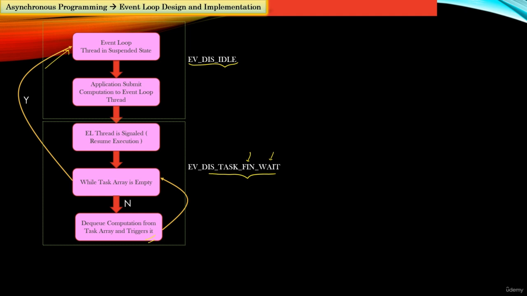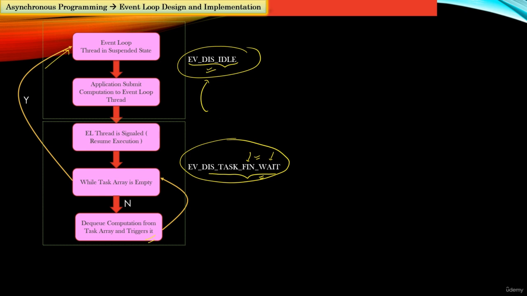And we are going to implement this flowchart. So the takeaway from this is that the event loop at any given point of time could be in any one of these two states. Either it is in idle state or it is in finish wait state. When the event loop is triggering the computation, then the event loop is in finish wait state. And once the event loop has triggered all the computations and its task array is empty, then the event loop is supposed to move to the idle state. Alright, when I say event loop, I mean event loop thread.